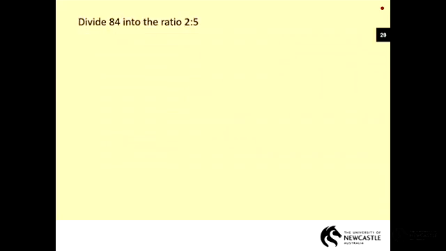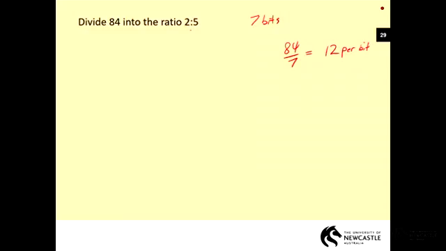Divide 84 into the ratio 2 to 5. Okay. Less of a word question, less applied. Could be $84. Who cares? It's just divide 84 into the ratio 2 to 5. For every 2 bits that go to the left, 5 bits go to the right. How big's a bit? Well, 2 plus 5, it's 7. I'll use the term bits this time. Parts, sections, parcels. 2 plus 5 is 7 bits. 84 divided into 7 bits is 12 per bit.